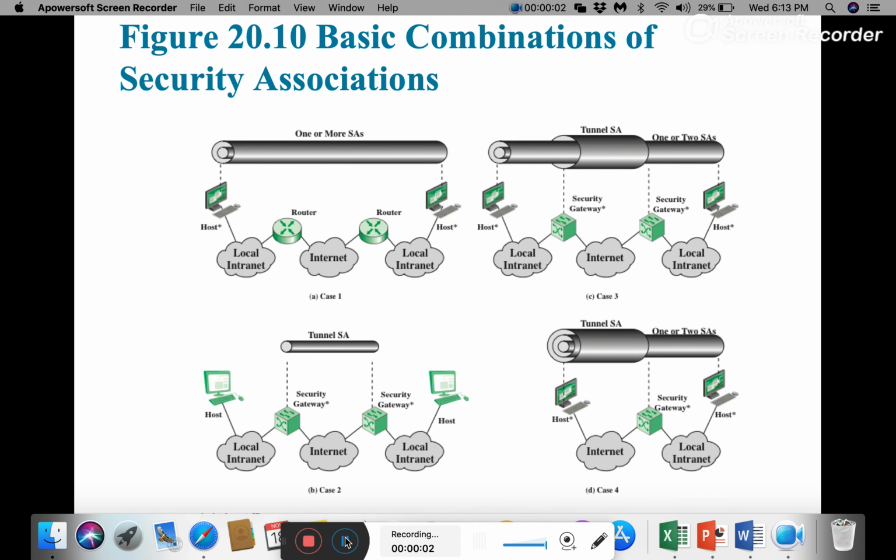When we combine multiple security associations, we create a bundle. What is a bundle, Fahad? When we have multiple security associations combined.